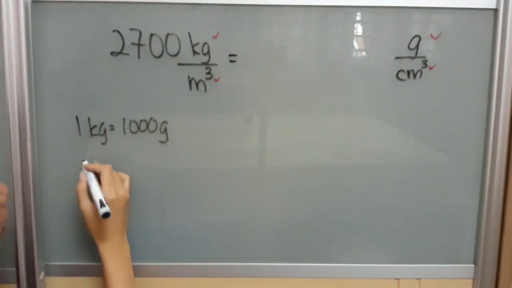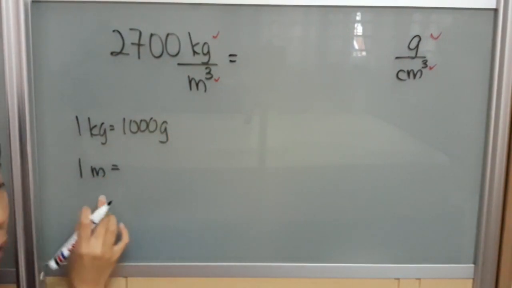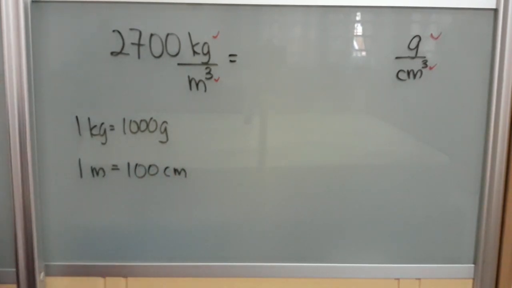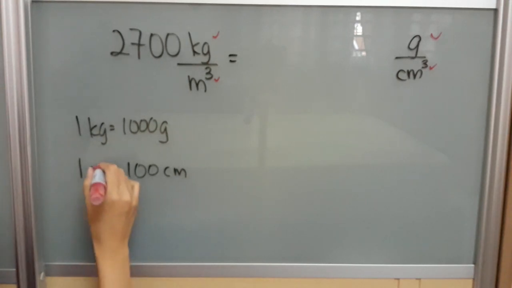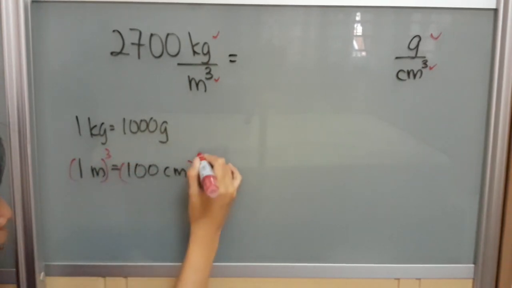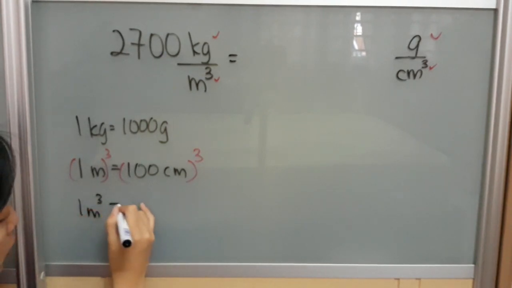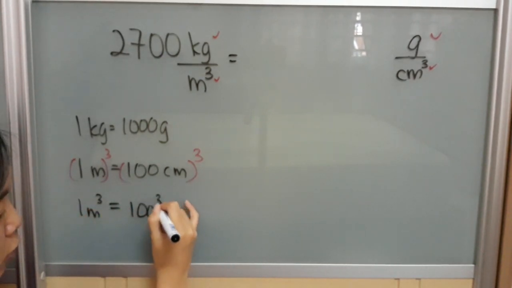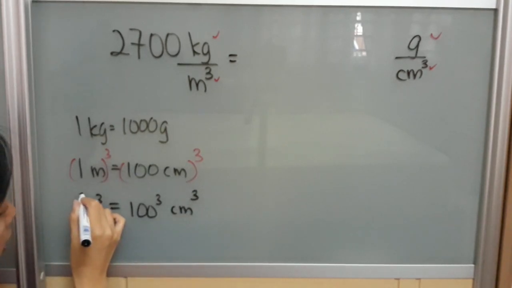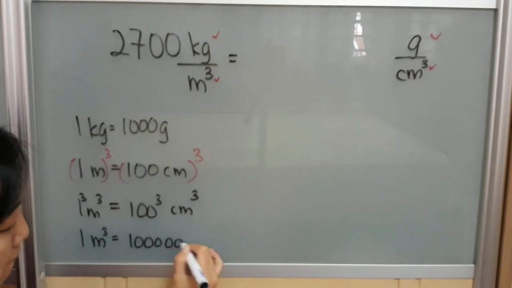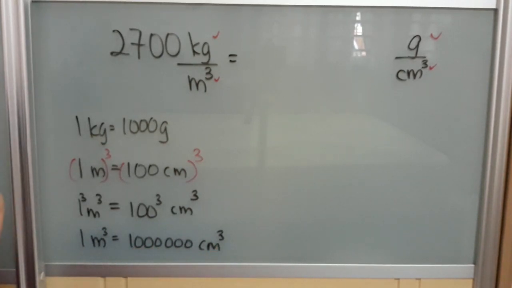If you don't know, it's okay. We start from the simple one. 1 meter equals 100 cm. I'm going to cube them. So I'm going to cube the left, cube the right, and then I'll bring them in. So I'll have 1 meter cube equals 100 cube cm cube, which is, you'll get 1 meter cube equals 1 million cm cube. With this, I can solve this now.